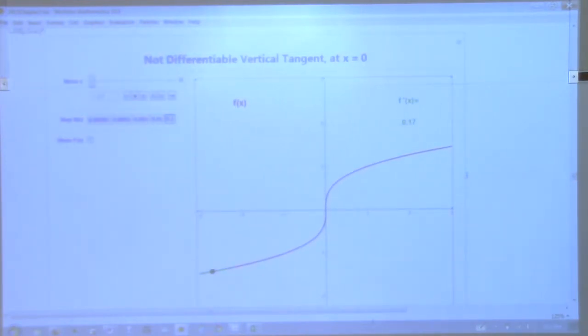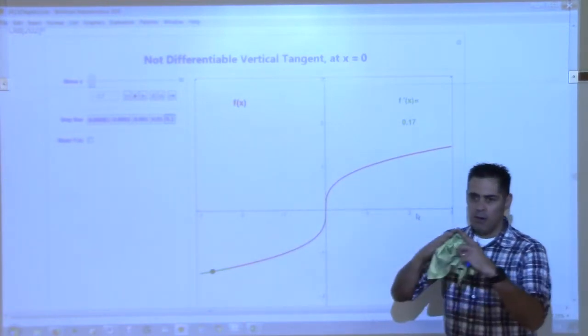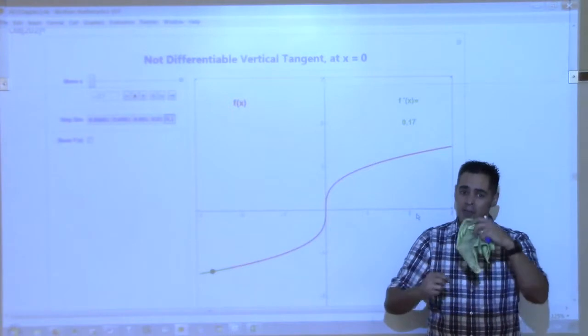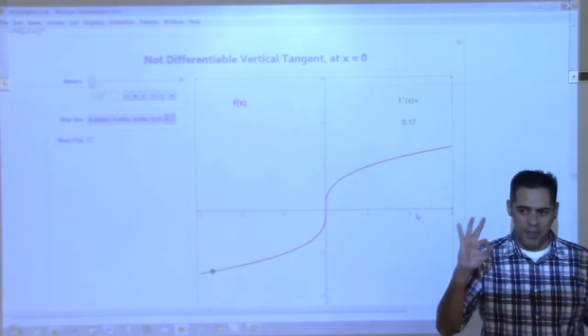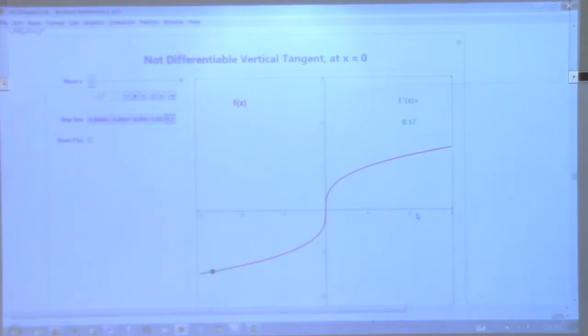All right. What about this one? There is not a corner, there's not a cusp, and there's not a break or jump in our graph, but we still have a problem. And this is the third type. We have what we call a vertical tangent line. So watch the tangent line here. Slope is positive, right? Positive, positive, positive coming in.